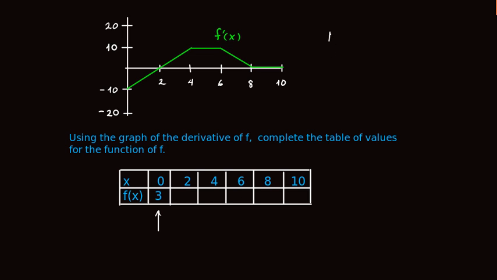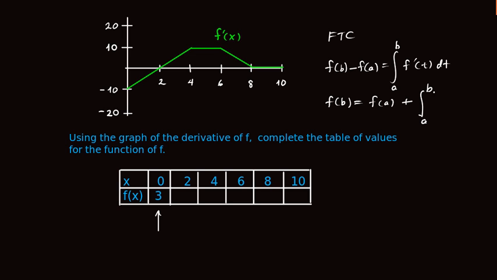Well, the fundamental theorem of calculus, the FTC, tells me that the difference between f of b and f of a, the values at a and b, is equal to the integral from a to b of f prime of t dt. Another way of saying that is that f of b is equal to what you start with at a, plus the total change between a and b, that's the definite integral of f prime of t dt. So that's how we're going to use it.